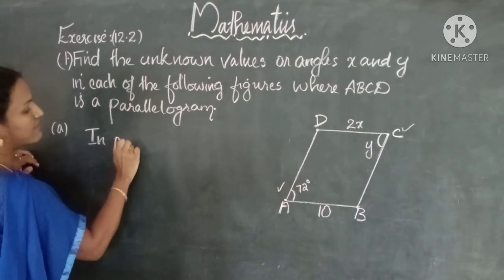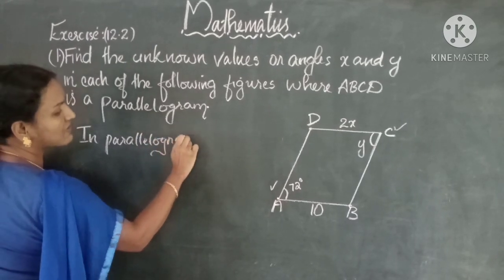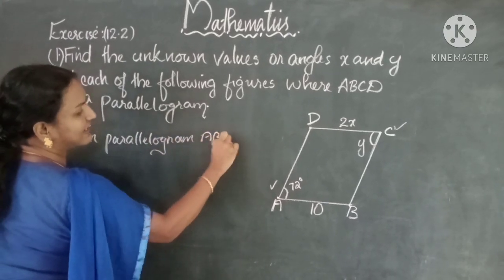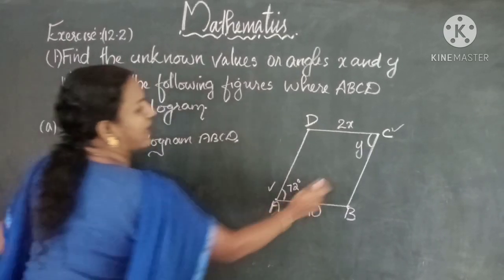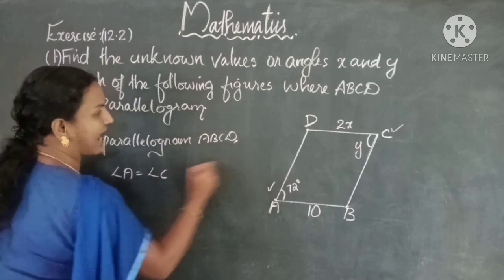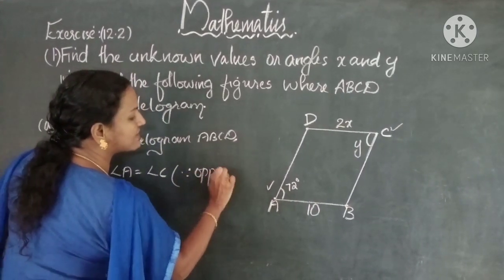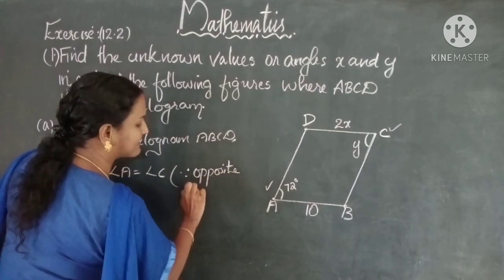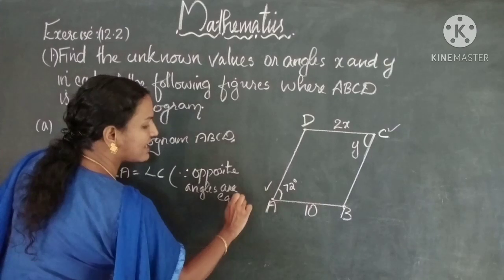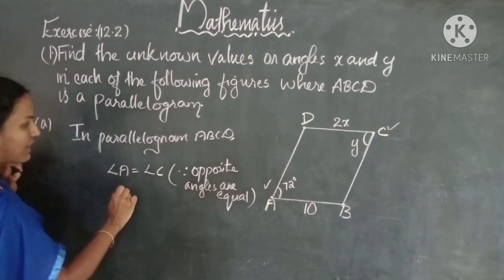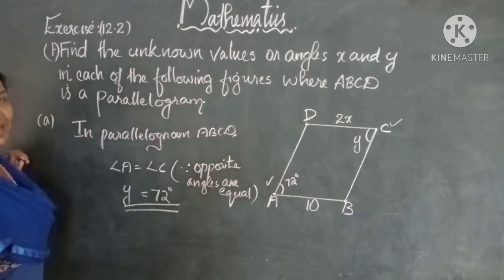In parallelogram ABCD, angle A is equal to angle C. Reason: since opposite angles are equal. So, y is equal to 72 degrees.